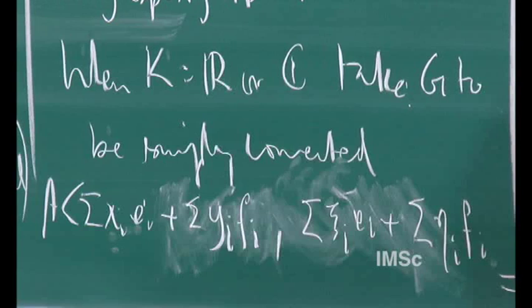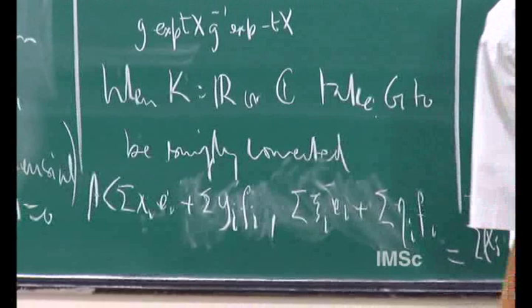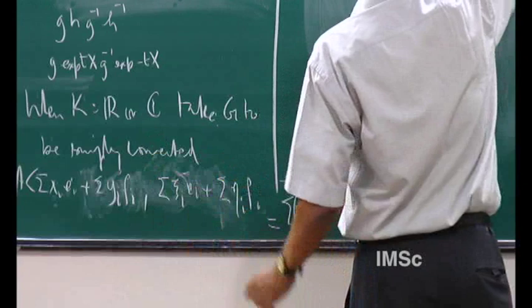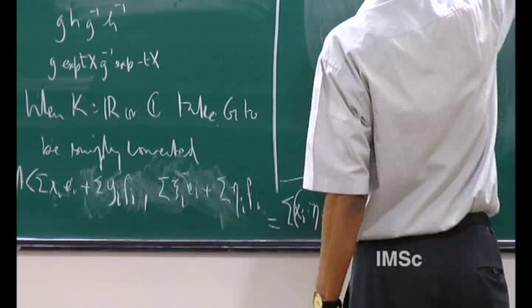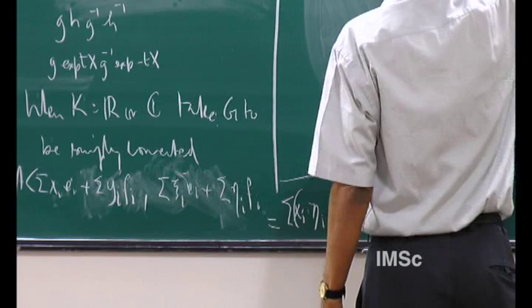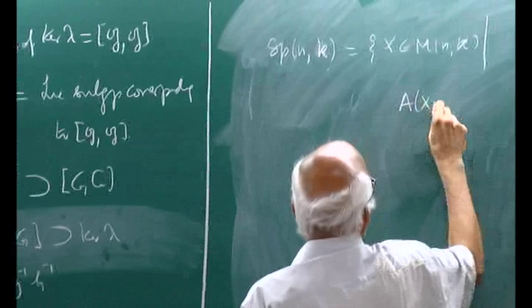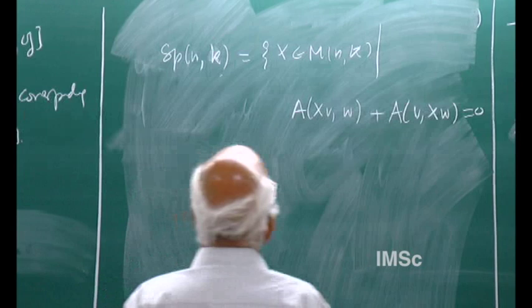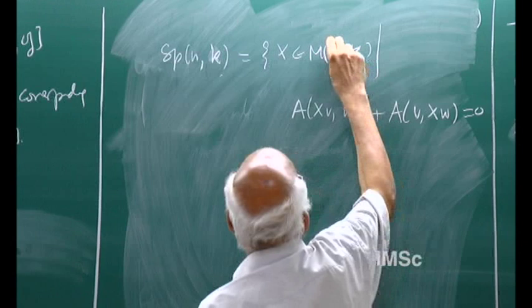Anyway, the groups SP2N K, I'm assuming that the alternating form is in the specific form. I know any alternating form is equivalent to that, but anyway, SP2N K can be defined as the set of X in M2N K with the property that A(XV, W) plus A(V, XW) equal to 0, exactly as in the orthogonal case. That's the condition I want.